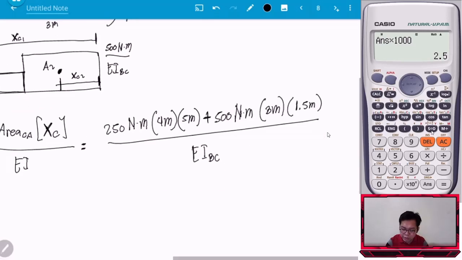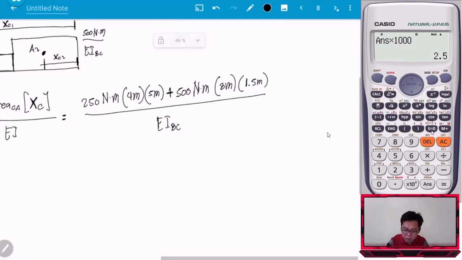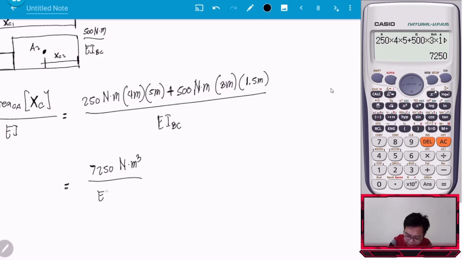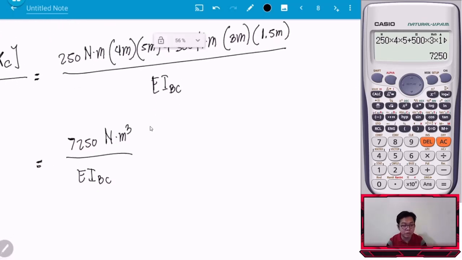Okay? So, anyway, I think pwede natin i-solve, no? Yung sagot natin dito. So, 250, check na natin. 250 times 4 times 5 plus 500 times 3 times 1.5. Tama, no? So, 7,250. Okay? So, this is equal to 7,250 Newton times m cube over E, I, B, C. Okay? Check it out. Yep. So, okay lang. So, tama lang. So, dapat 9 mm yung sagot natin dito.